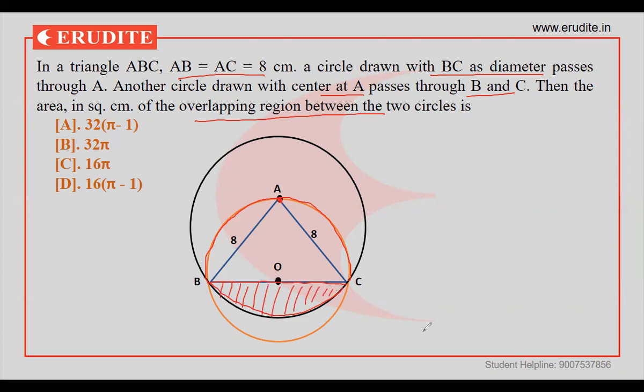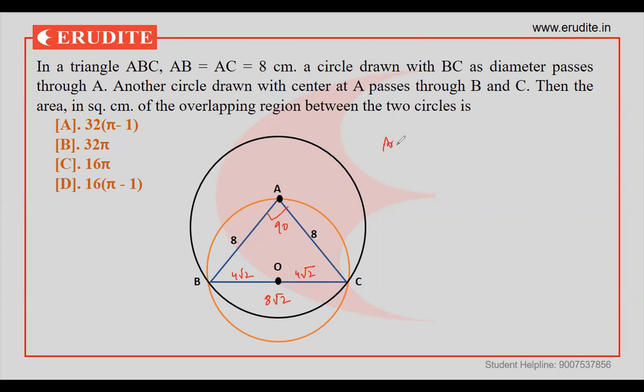Right? So let's see. As BC is the diameter of this orange color circle, and we know that the diameter makes 90 degrees at the circumference, this is 90 degrees. So this is 8, this is 8. Automatically BC will be 8 root 2. As O is the midpoint of BC, this will be 4 root 2 and this will be 4 root 2. So we get the radius of this orange color circle, that is 4 root 2.